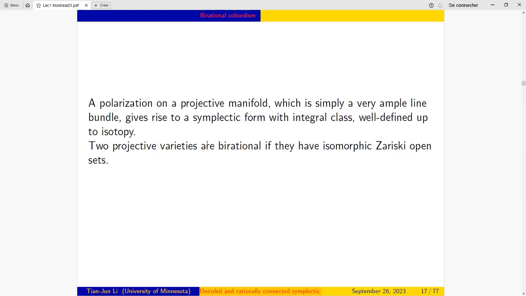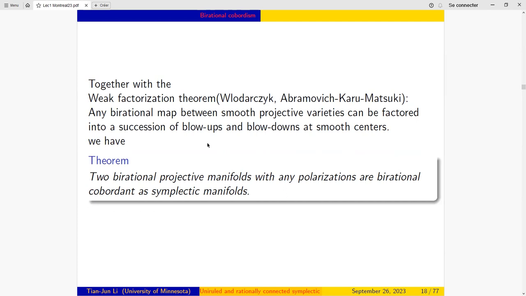Okay, now how to reconcile and prove this? How to compare the notions of equivalence in these two categories? In the late 90s, early 2000s, the weak factorization theorem, which is 20 years ago, says that any birational map between smooth projective varieties can be factored into a succession of blow ups and blow downs.